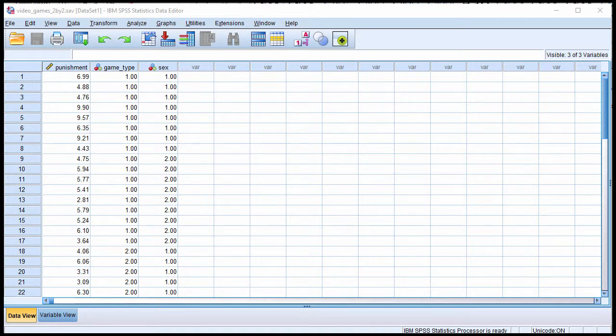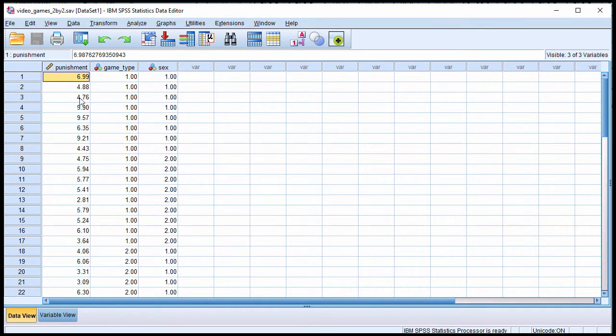In this video, I'm going to talk about evaluating normality in the context of a factorial between subjects ANOVA. The evaluation of normality is on the dependent variable, and in this case, I'm using the example of a video game study, and the dependent variable was punishment. Now the most basic level of analysis with respect to normality would be to evaluate the skew and kurtosis with the punishment variable just on its own like this.